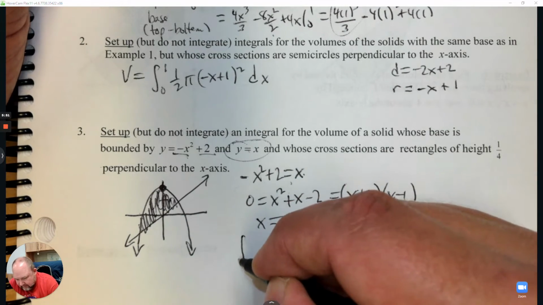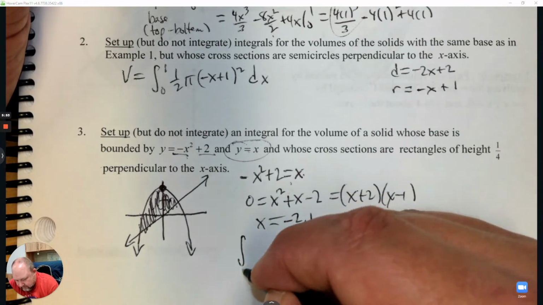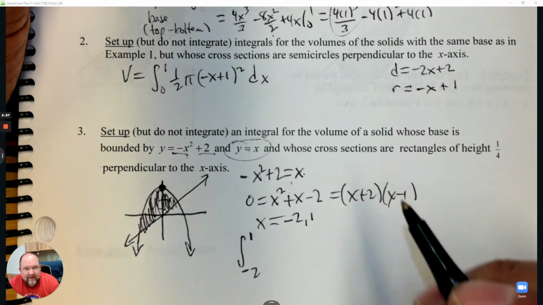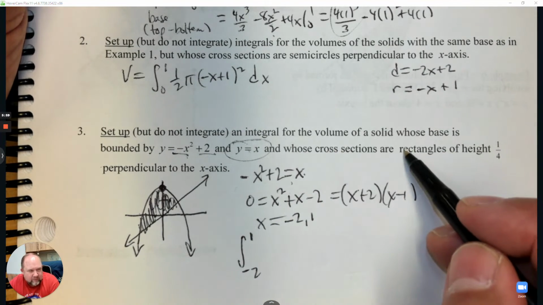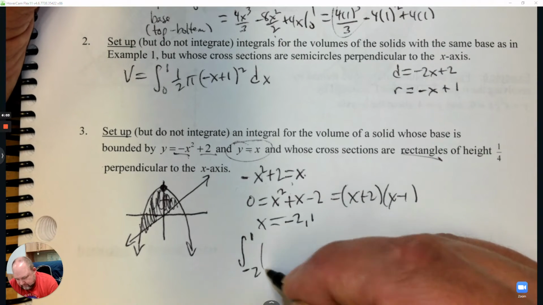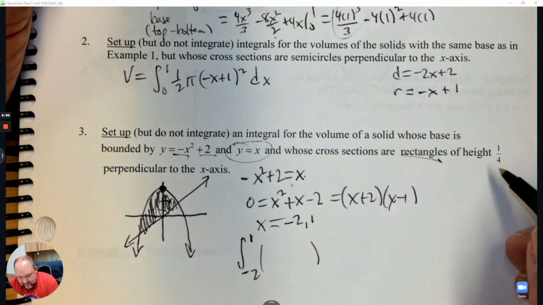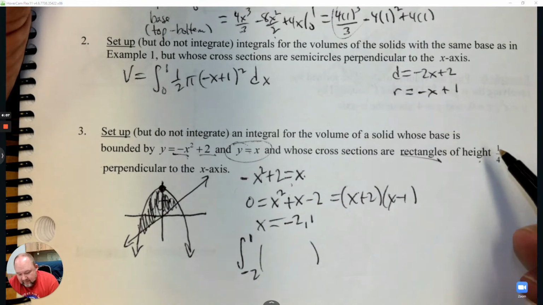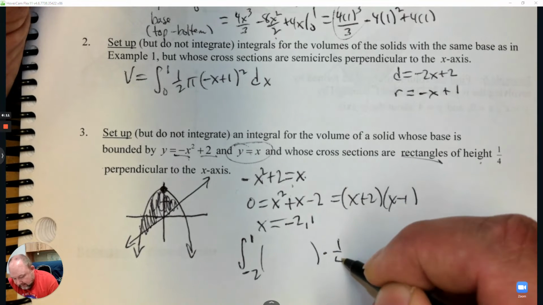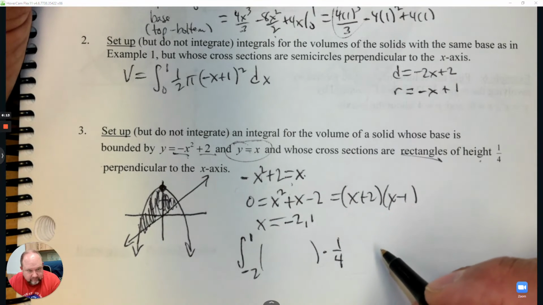So I'm going to integrate from negative 2 to positive 1. And then I look and think, okay, now what are we doing again? We're doing rectangles. Now rectangle is base times the height. And it says the height is 1/4. So I can put that in right away.